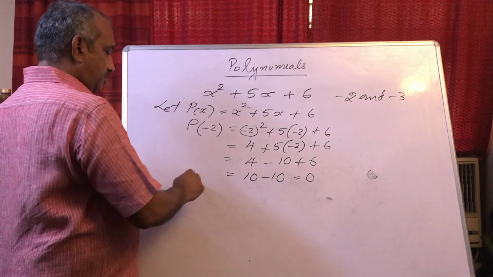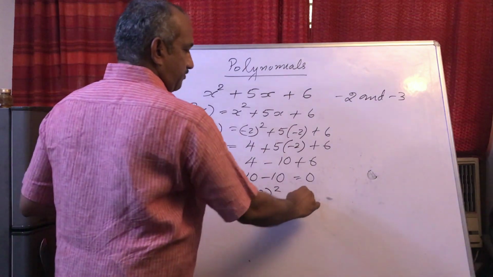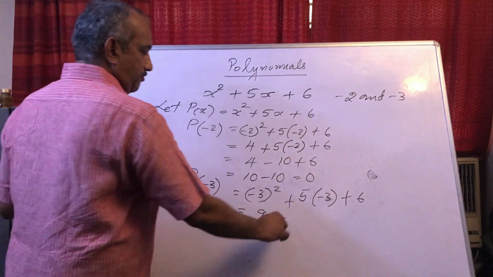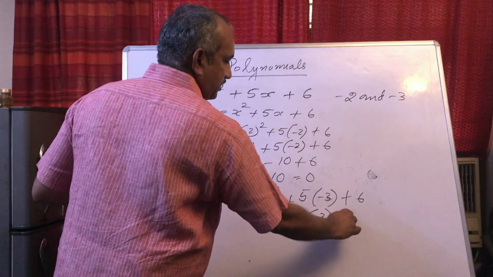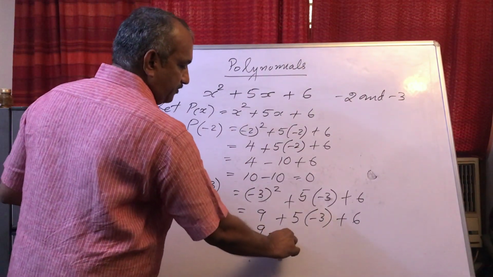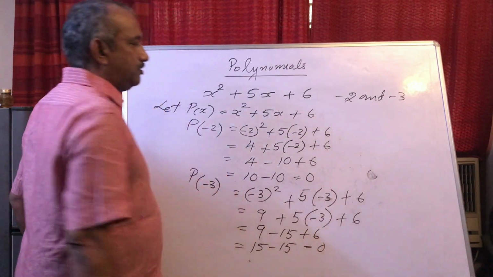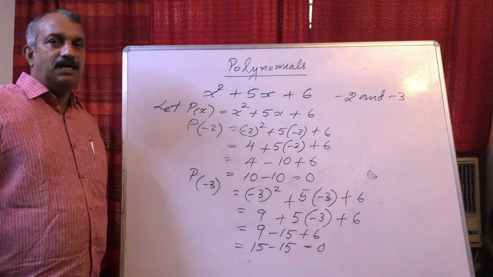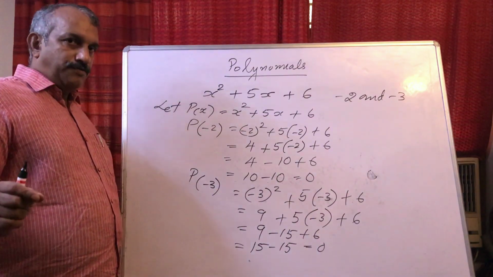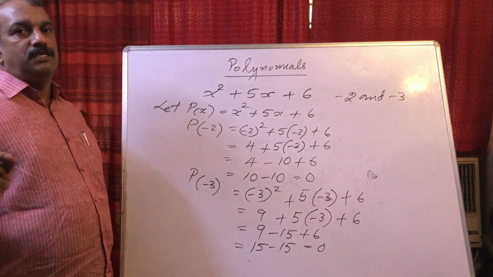Now the second one, p of minus 3 is equal to minus 3 the whole square plus 5 into minus 3 plus 6. This one is 9 plus 5 into minus 3 plus 6. Do only one operation in one step. Multiplication: 9 minus 15 plus 6. 15 minus 15 is equal to 0. So both minus 2 and minus 3 are zeros of the polynomial. So a zero of a polynomial is that value of the variable for which the polynomial is 0.